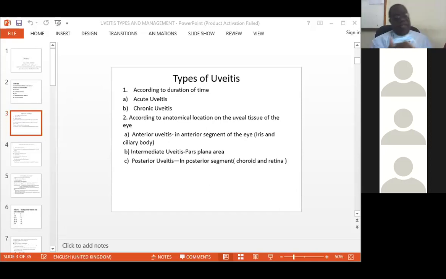As you are going from the iris, we've got the ciliary body, we've got the pars plana, then you go into the actual posterior uveitis, the choroid. So intermediate uveitis is around the pars plana area. The posterior uveitis is in the posterior segment, choroid and retina. So classification can be there. You can say this is anterior uveitis, intermediate, like that.